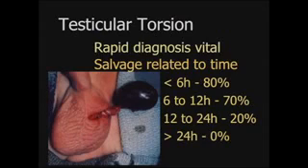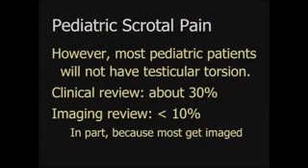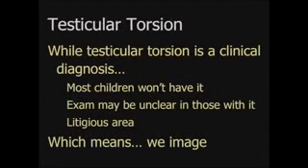If you get to them after 12 hours, often you'll get a result like this where you have an infarcted necrotic testis that cannot be salvaged. However, you've got to realize that most pediatric patients with acute testicular pain don't have testicular torsion. In a clinical review, about 30% do, but in imaging reviews, much less than 10% of children will have it. In part, that's a sampling bias because most patients now get imaged and not treated just on the basis of physical exam. So while testicular torsion is a clinical diagnosis, most children won't have it and thus don't need surgery.